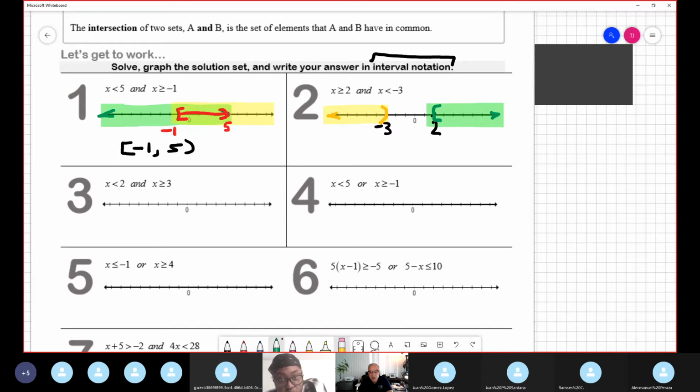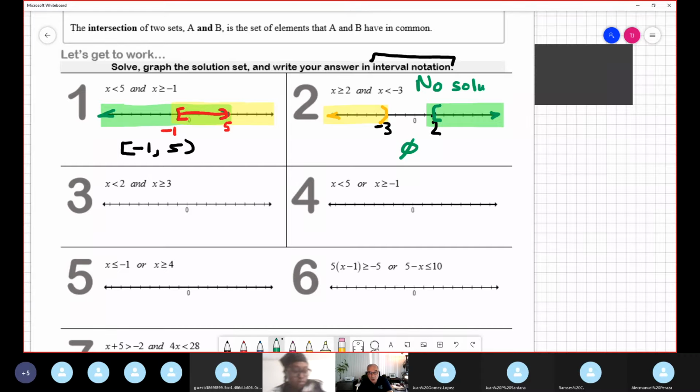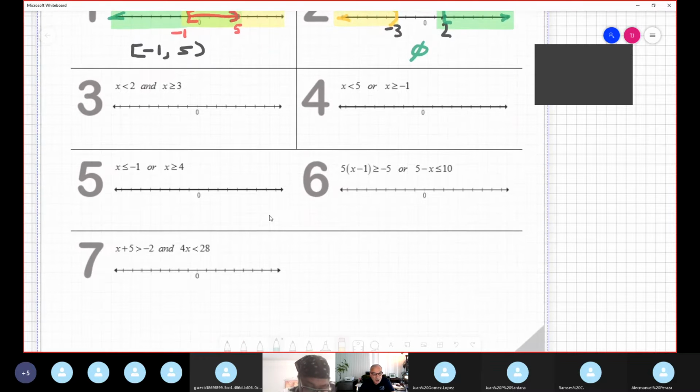Now, this is a crucial moment. What is the intersection between yellow and green? No intersection. They have no common part, like this example. So now the solution is no solution, the empty set, because we have no common part. Intersection is common. Okay, let's move on to number three.